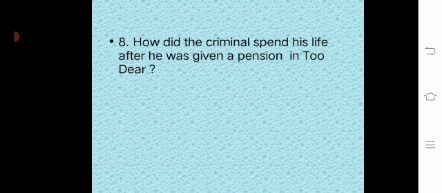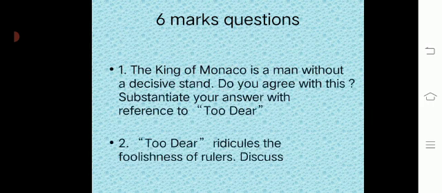Now let us go to 6 marks questions, where you have to give the reference, the context, which lesson this is from, and a little bit of background before answering the question exactly.